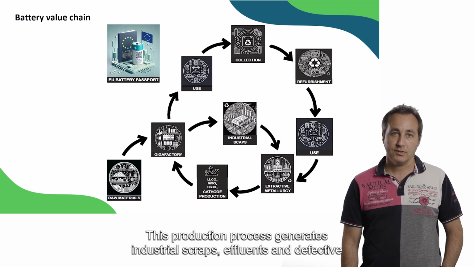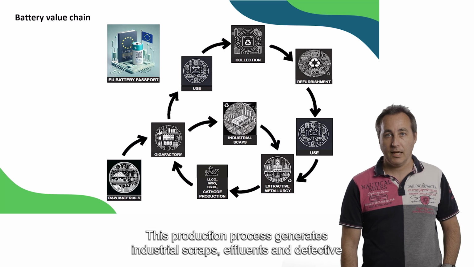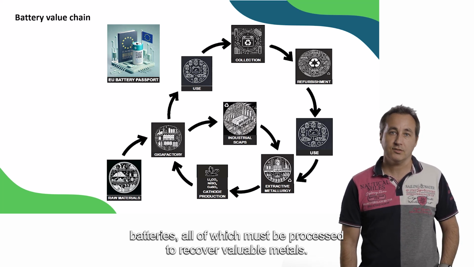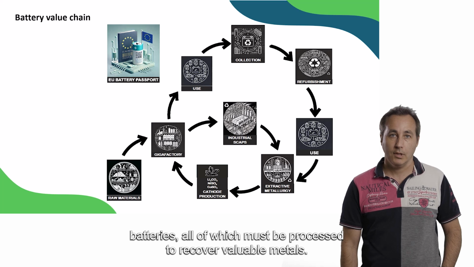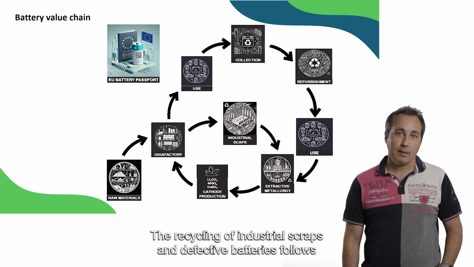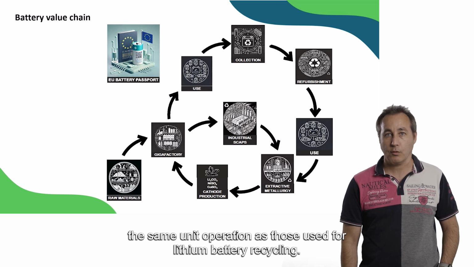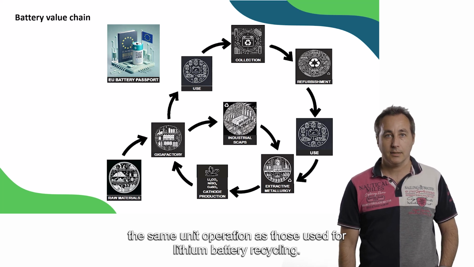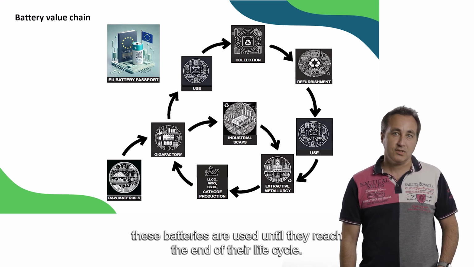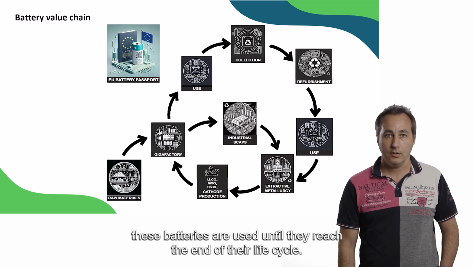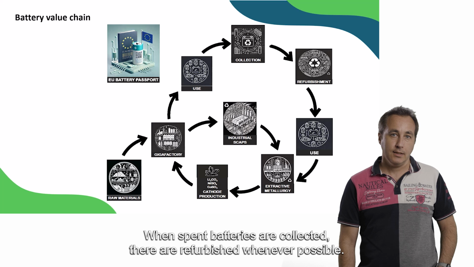This production process generates industrial scraps, effluent, and defective batteries, all of which must be processed to recover valuable metals. The recycling of industrial scraps and defective batteries follows the same unit operations as those used for lithium battery recycling. Once produced, these batteries are used until they reach the end of their life cycle. When spent batteries are collected, they are refurbished whenever possible.